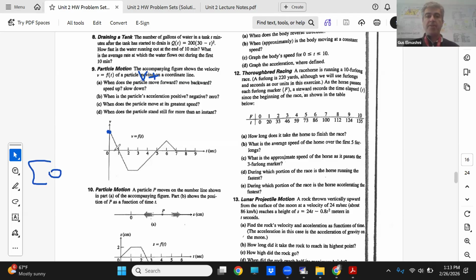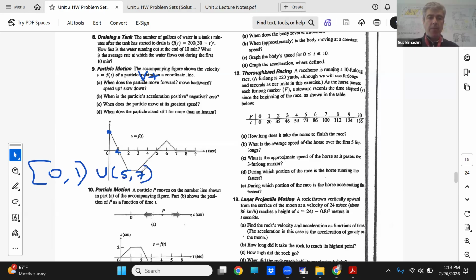And when does it stop being positive? Right, but you're not going to include one because the velocity is zero. Is zero a positive or negative number or neither? Neither, right. Correct. And it's positive again from five to seven. And again, you're not going to include the five and seven.